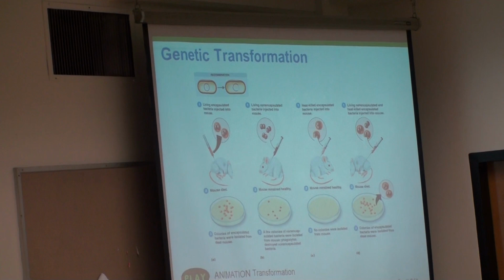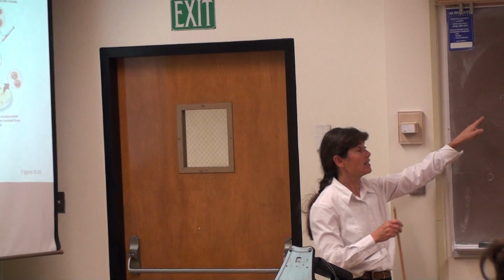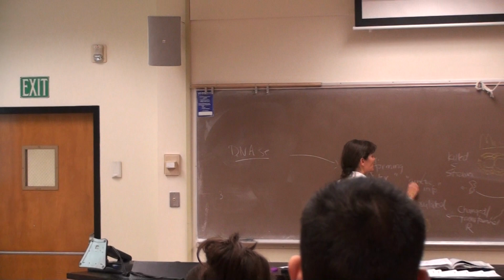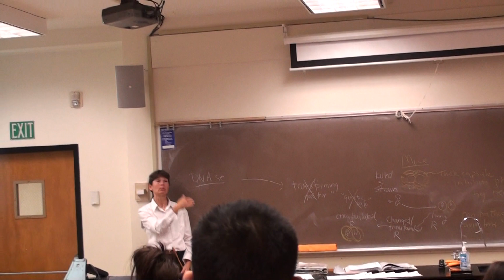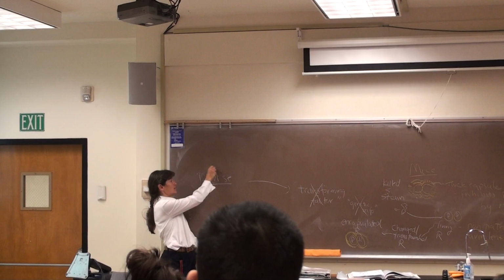And the reasoning here was the DNase was destroying the transforming factor. It was destroying the genetic information that was released by the dead S cells. And thus, that experiment helped to prove the genetic information of cells was what? It was DNA. And that was a big deal, you guys.